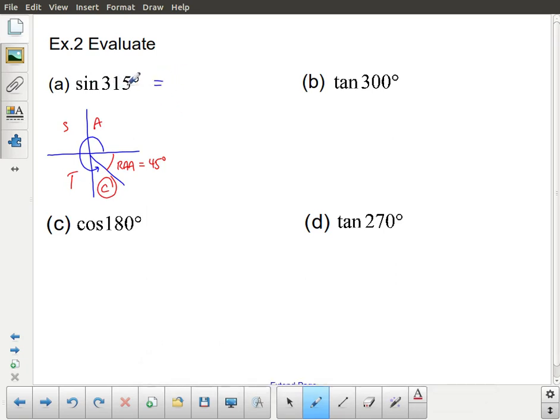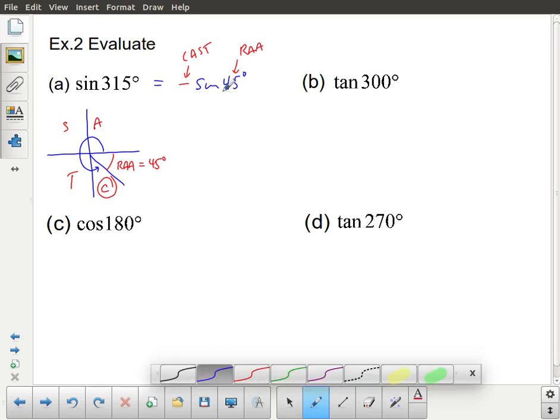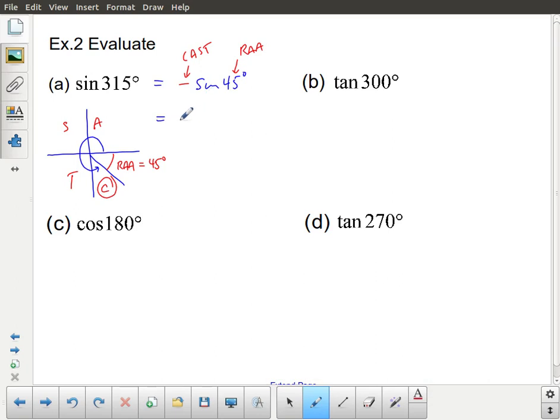So the sine of 315 degrees is exactly the same as the sine of 45 degrees, except for the fact that the cast rule tells me this part must be negative. So the cast rule tells me that. And then this is just my RAA. But now I've got 45 degrees. So that's negative, but what is the sine of 45 degrees? It is root 2 over 2. So I end up with negative root 2 over 2 as my final exact answer.